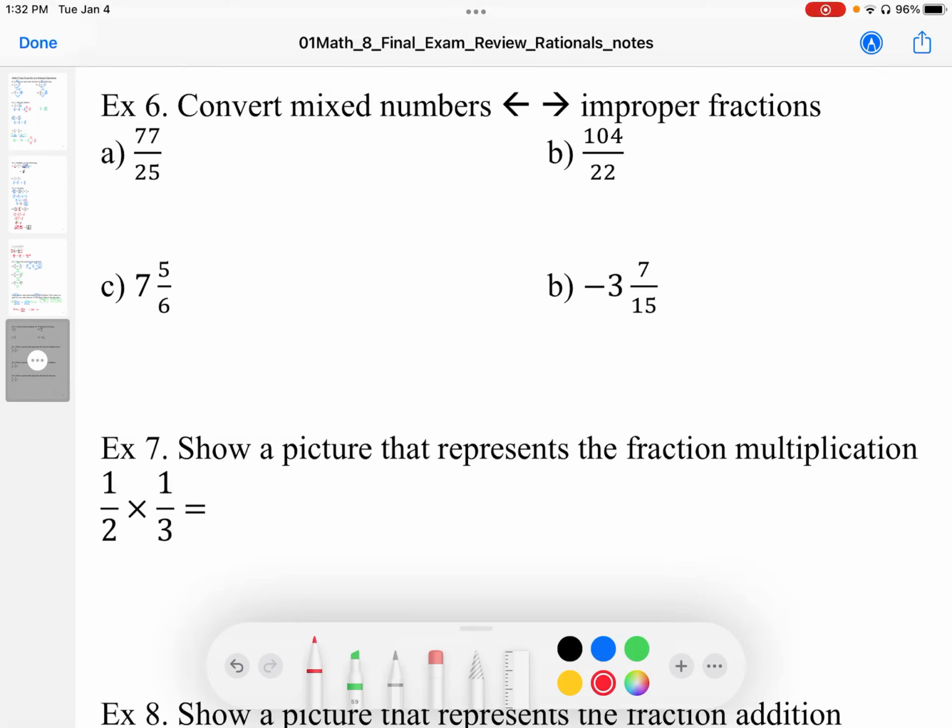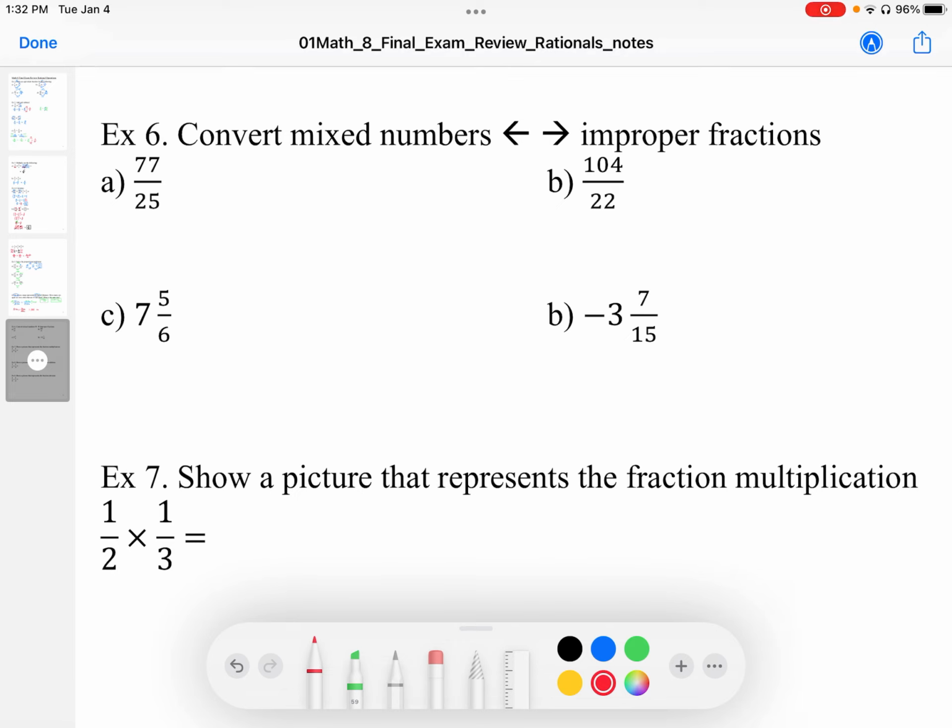So converting mixed numbers to improper fractions, we want to basically divide out the whole parts of the denominator. So in this case here, I know that the 25 divides into 77. I can do this with multiples. So 25, 50, 75. So I have three multiples of 25. That gives me my 75, plus I have an extra 2 25ths left over. So I write this as 3 and 2 25ths.